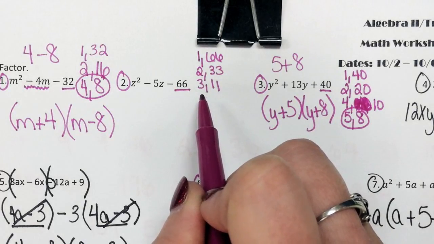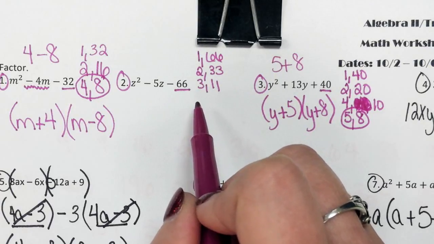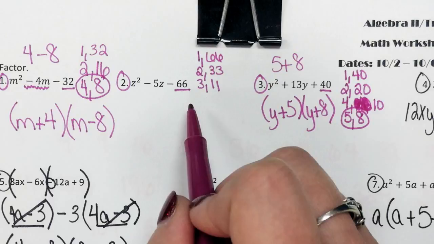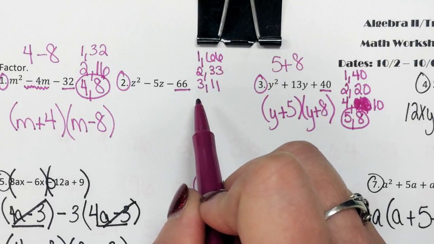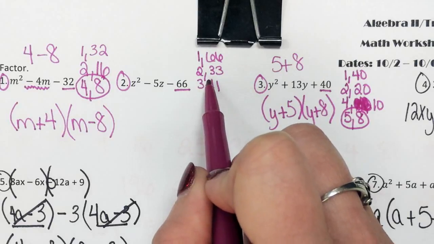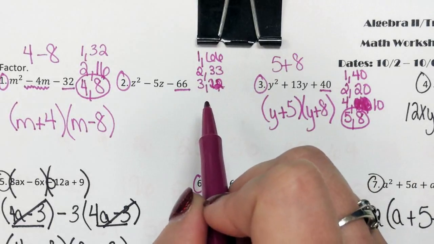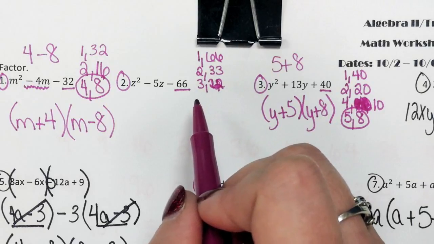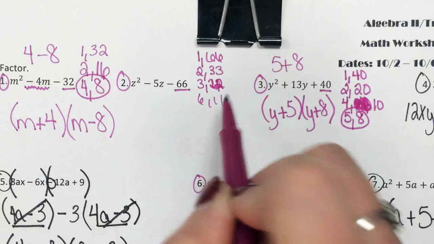Keep going until you repeat numbers. 66 divided by 4. Does that give you a whole number? Okay. What's the next one? Oh, it's 3 and 22. Sorry. I'm not paying attention this morning, y'all. There's one more. 6 and 11. There you go.